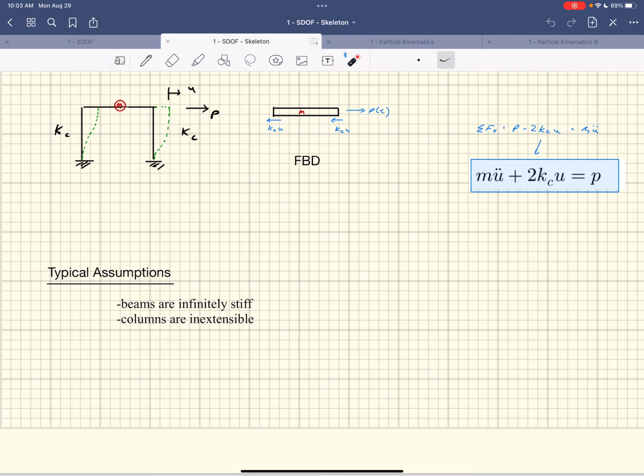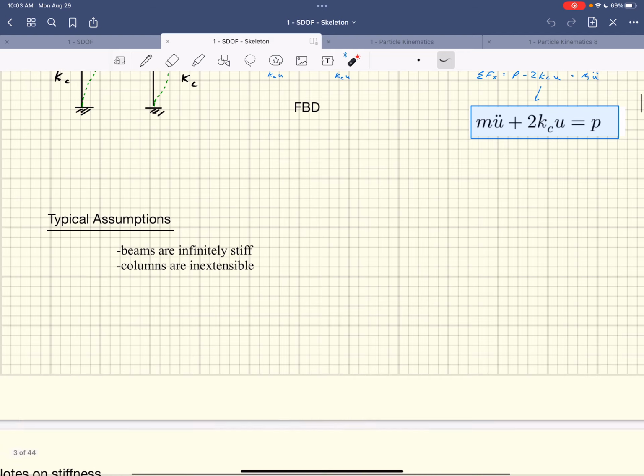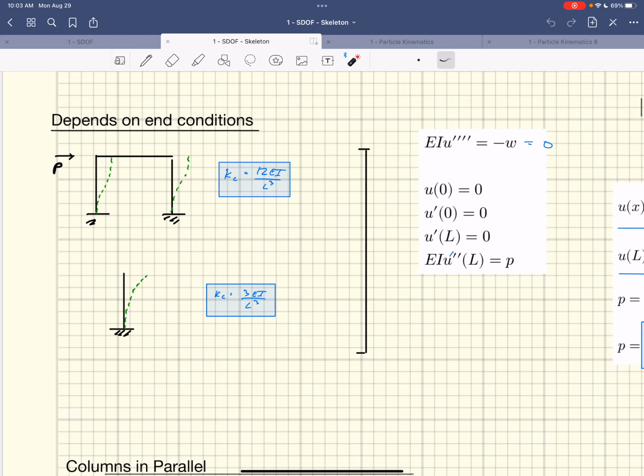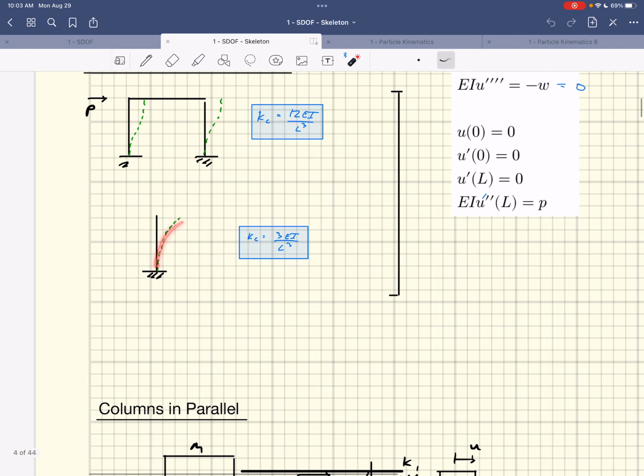Then we went on to say, okay, what's the stiffness of columns? How do you handle the stiffness of columns? Well, it depends on what the end conditions are. If you have a fixed-fixed column, the stiffness is 12 EI over L cubed. If you have a cantilever, it is 3 EI over L cubed. And then there are all sorts of variations of different end conditions as well. So that's where we left off, right? This is defining what the stiffnesses are for the columns.